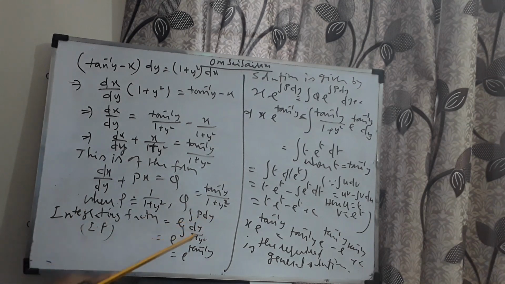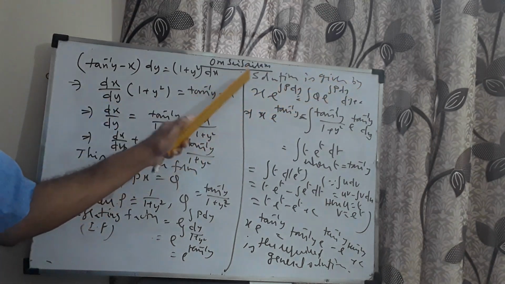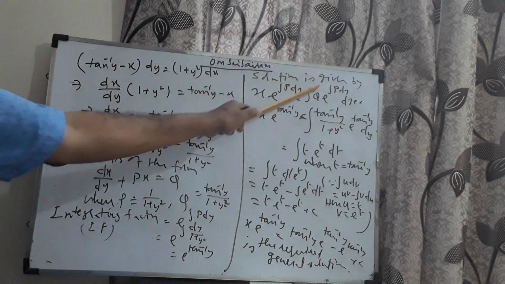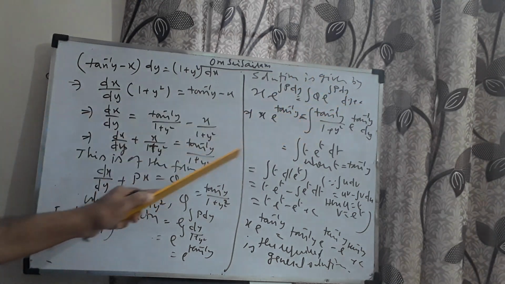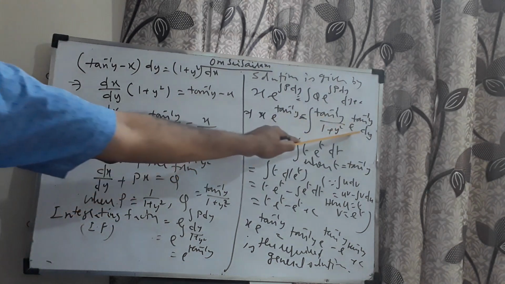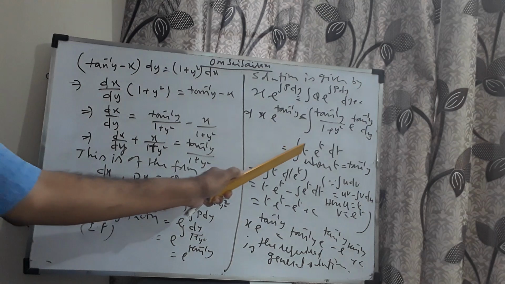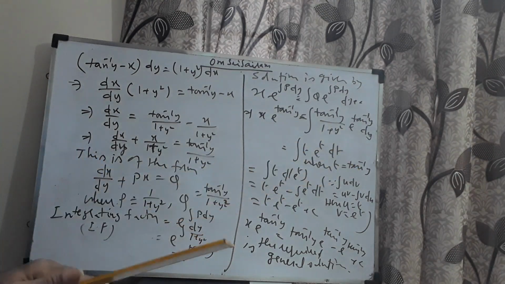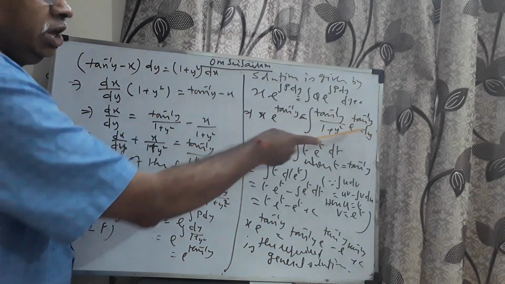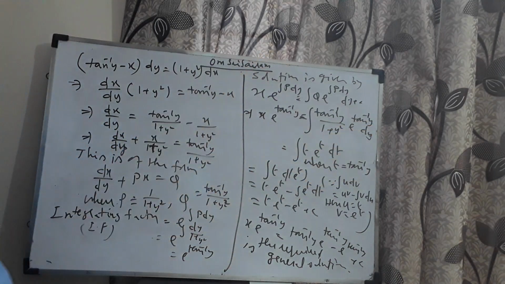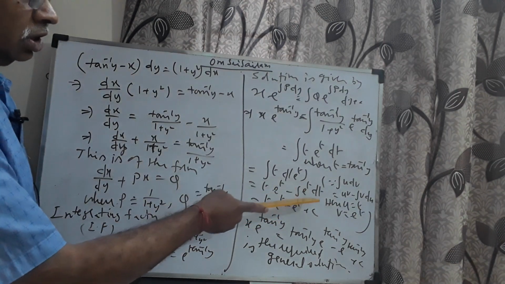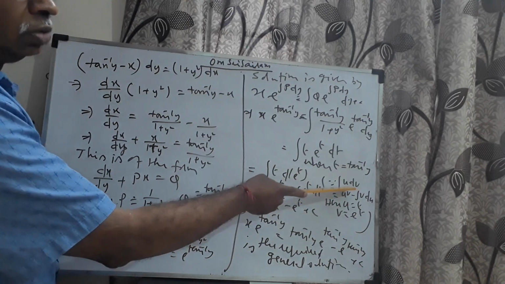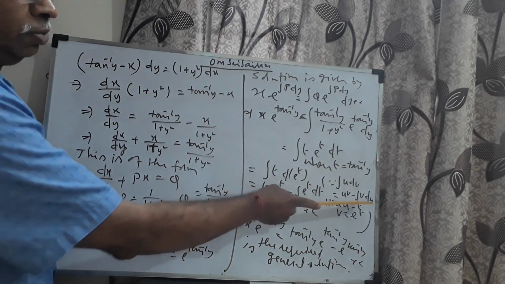Integrating factor is e power integral p dy, e power integral dy by 1 plus y square, e power tan inverse y. Solution, or general solution, is given by x e power integral p dy equal to integral q e power integral p dy plus c. x e power tan inverse y is equal to integral tan inverse y by 1 plus y square e power tan inverse y dy, which can be written as integral t e power t dt, where t is tan inverse y. This is t, this is e power t, dy by 1 plus y square is nothing but dt. Derivative of tan inverse y is 1 by 1 plus y square. So t e power t minus integral e power t dt. The form is integral u dv is uv minus integral v du.